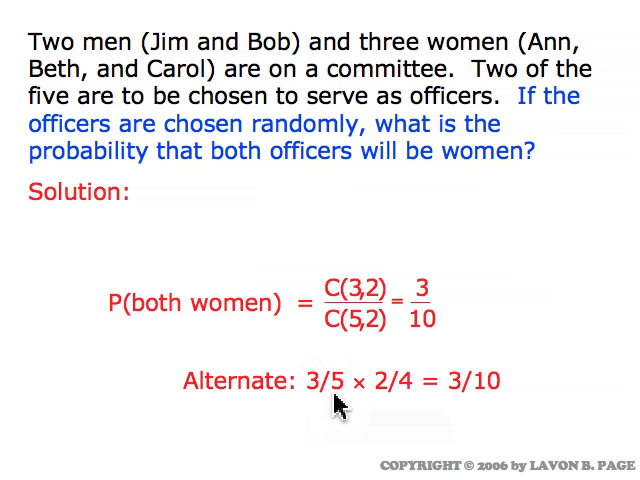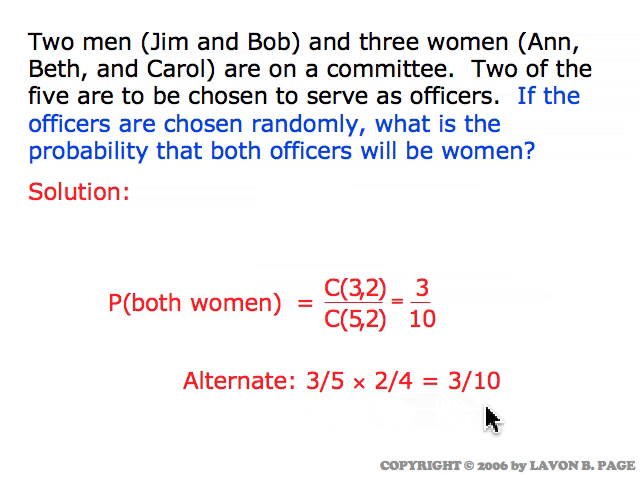Now, if you know the first person is a woman, what are the chances the second person is a woman? When you come to the second person, you would be left with 4 people, of whom 2 of them are women, if you know the first person is a woman. So that would give you 2 chances in 4 of the second one chosen being a woman. 3/5 times 2/4 is 3/10.